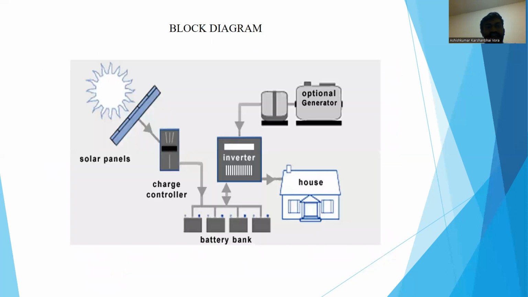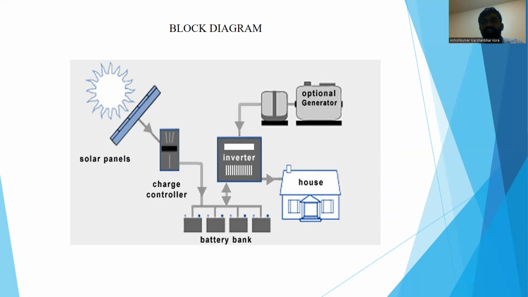And this is the block diagram of my project. Firstly is the sun. By sun rays it generates the solar energy, and solar energy is converted to electrical energy by the solar panel, and then it uses the charge controller to control the power supply, and then the battery bank is used for storing the electrical energy, and then it is interlinked with the inverter and optional generator.